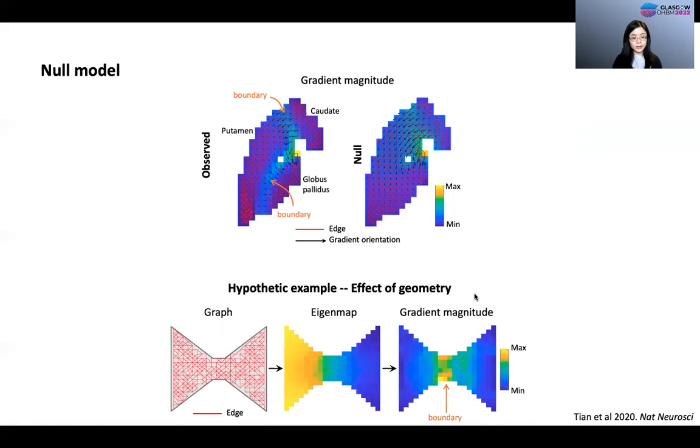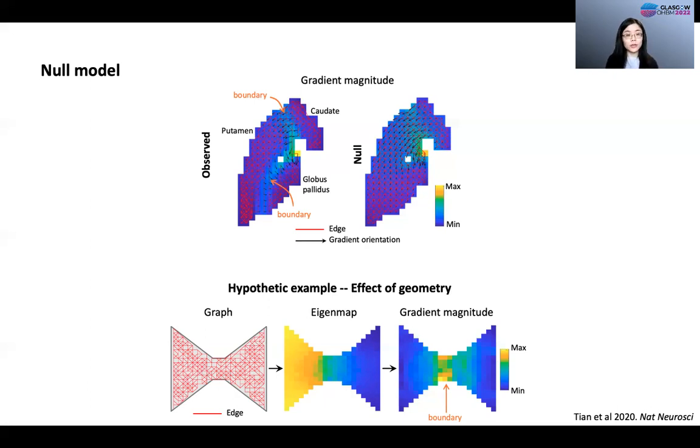So here is just a hypothetical example to show how the effect of geometry, or geometric contraction, in the subcortex can lead to spurious boundary delineation. And here we see the edges. In this graph, those edges are just randomly placed between each pair of voxels, or pixels more precisely.